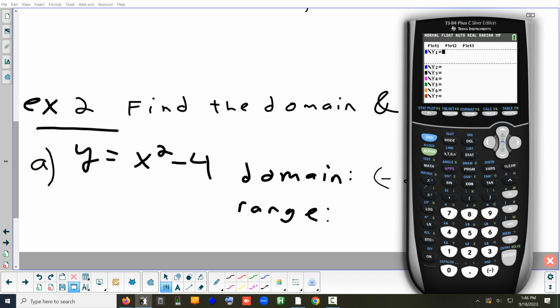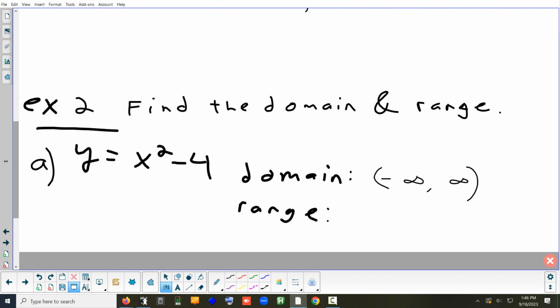Okay, so let's graph x squared minus 4. Hit graph. You can do zoom 6 if your window looks funny, just to make it look like mine. All right, so the first question is, does this graph go up and down forever? No. So the range isn't all real numbers. It only goes one way forever. Which way does it go forever? Up.